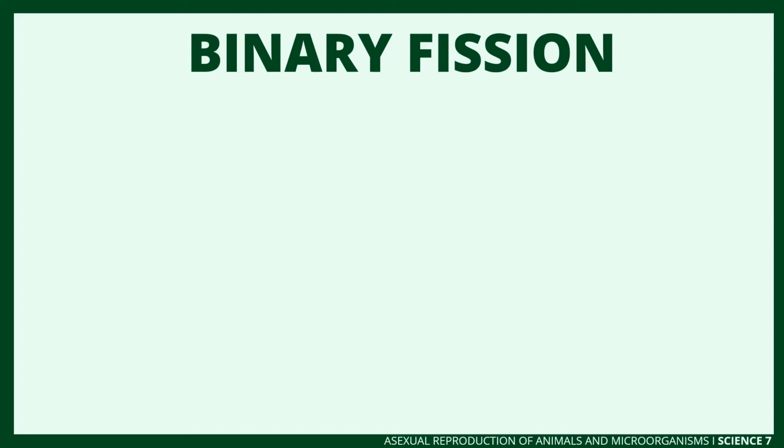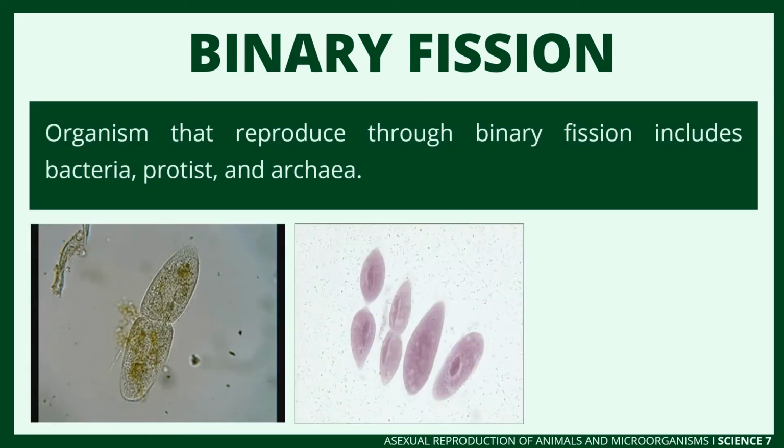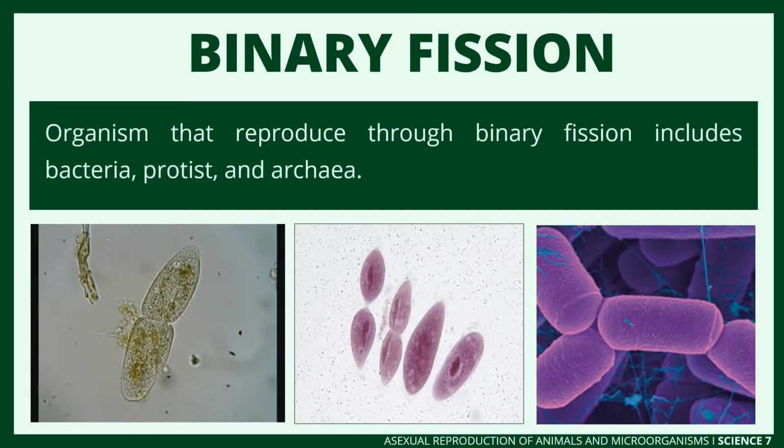Some examples of microorganisms that exhibit binary fission as a way of reproduction are bacteria, protists, and archaea. A bacterium could give rise to billions of bacteria within an hour when the condition is suitable and favorable.